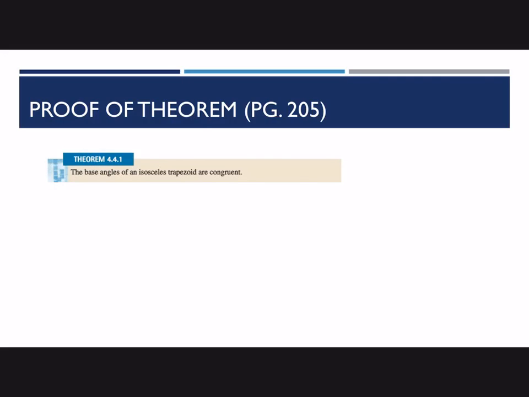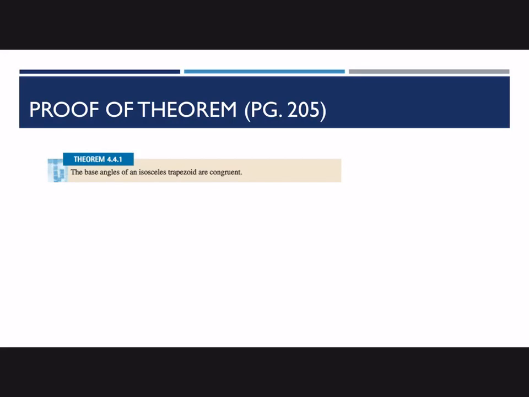Alright, I've just chosen a couple proofs to work from this section. There are others in there, and there are also some that are left for you as exercises, but here are 2 of the ones that I thought were a little more complicated and that were missing some of the details in the book. So the first one is on page 205, and we want to prove that the base angles of an isosceles trapezoid are congruent.